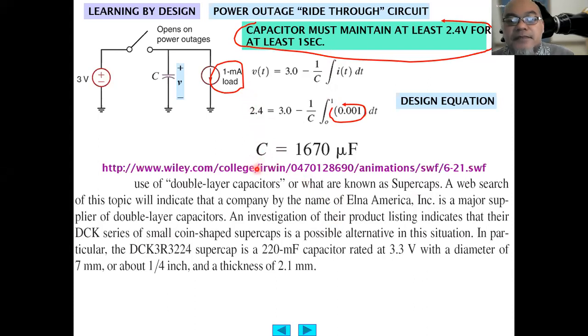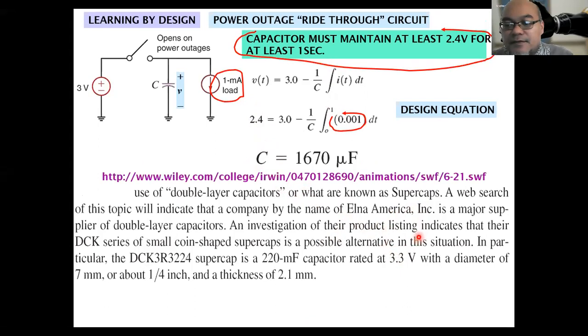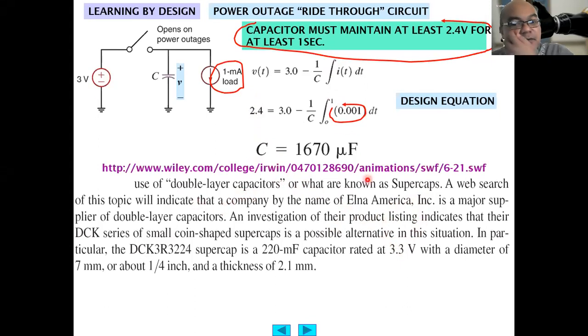If we have larger capacitance, then it can maintain the 1 milliampere load for even longer. The use of double layer capacitors, or what are known as supercaps: a web search of this topic will indicate that a major company is a supplier of double layer capacitors. We can find a 220 millifarad capacitor rated at 3.8 diameter. We have to see if this capacitance value is available in the market. If not, we can use parallel capacitance to add up from smaller capacitance, or series capacitance to reduce from larger capacitance.